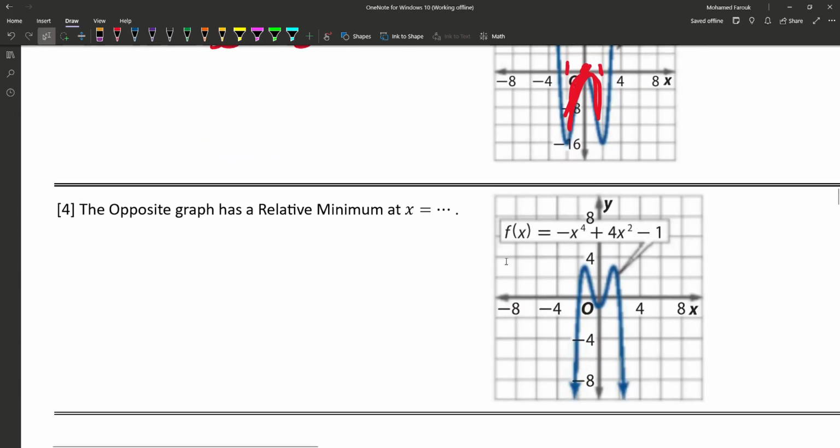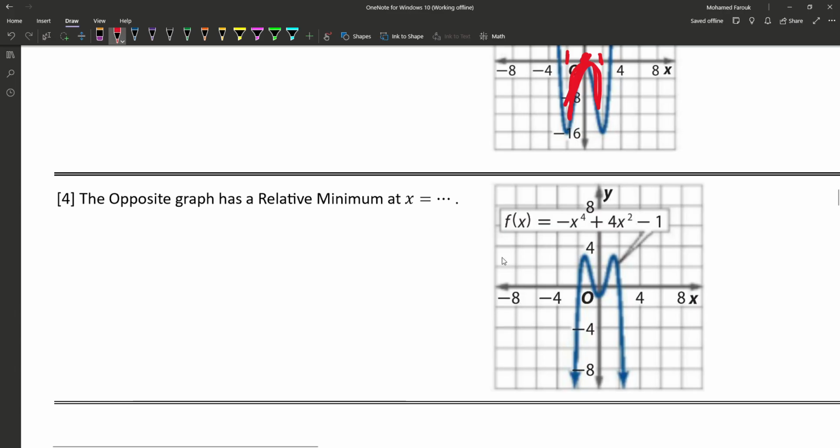Next one. Relative minimum is the same. It's not the lowest point in all of your graph, but it's the lowest point in its interval or its neighbors. It will be this one. Also at x equal to 0. Next one.